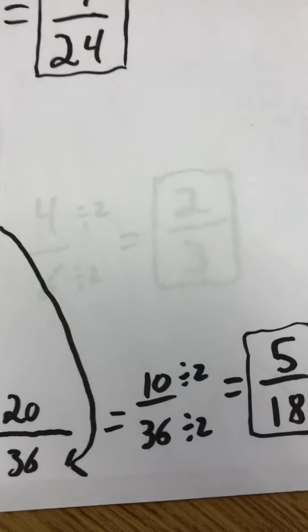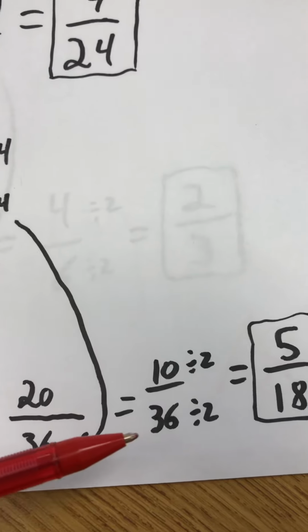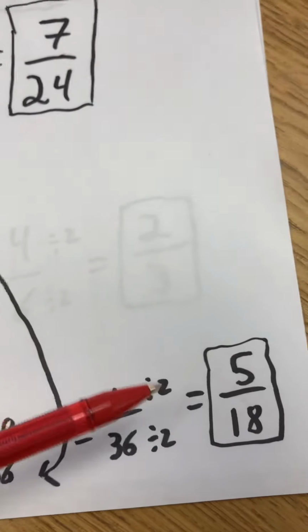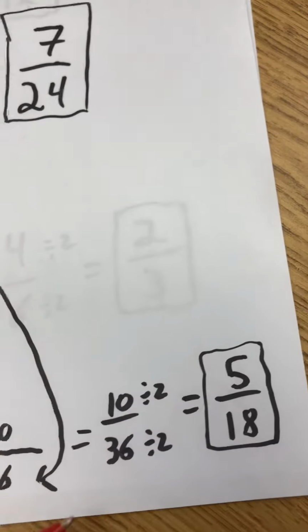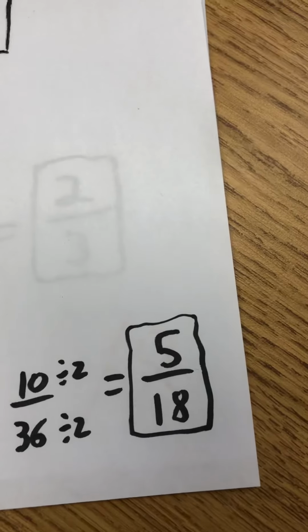Where that full mark comes from, we notice that a 2 can go into both 10 and into 36. So my new fraction is going to be 10 divided by 2 is 5. 36 divided by 2 is 18. Your final answer is 5 over 18.